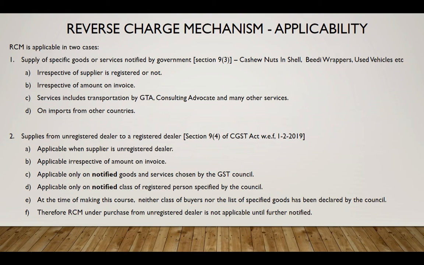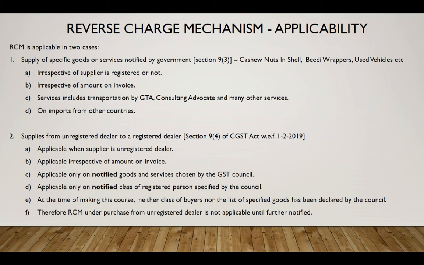The goods and services on which reverse charge mechanism would be applicable when you buy them from an unregistered dealer are yet to be notified by the council, and which registered persons are required to pay under RCM is also yet to be notified by the council. So unless the council decides upon what goods and services, when purchased from an unregistered dealer, fall under reverse charge mechanism, and which registered buyers are required to pay tax under reverse charge mechanism, RCM under purchase from an unregistered dealer would not be applicable.